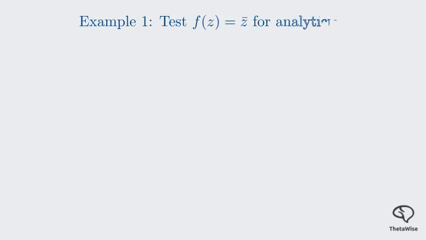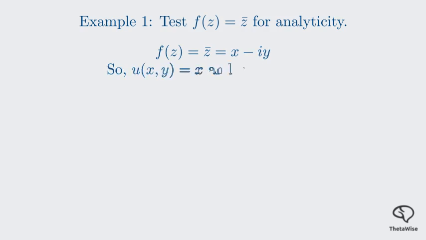Let's work through an example. Consider the function f of z equals the complex conjugate of z, which is x minus iy. The goal is to determine if this function is differentiable anywhere. First, we identify the real and imaginary parts. Here u of x y is x, and v of x y is negative y. Remember, the i is not part of the imaginary part v. v is the coefficient of i.